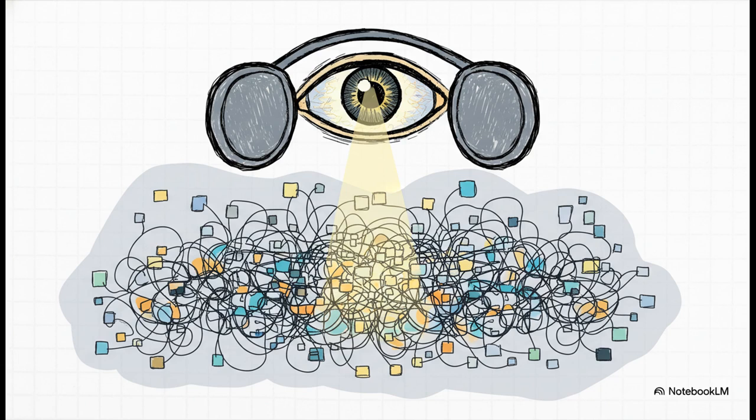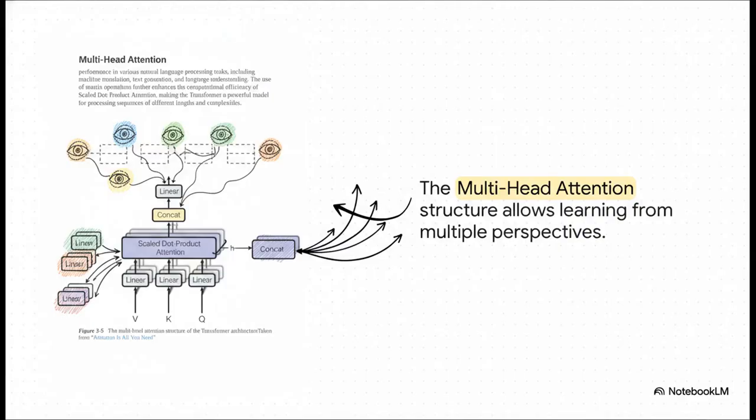Here's the issue. A single attention calculation is kind of forced to learn an average of all the different ways words can be related. But think about it. Words have all sorts of connections. There's grammar, there's meaning, there's just their position in the sentence. Forcing one mechanism to learn all of that at once is a huge bottleneck. And this diagram shows the absolutely brilliant solution: multi-head attention.